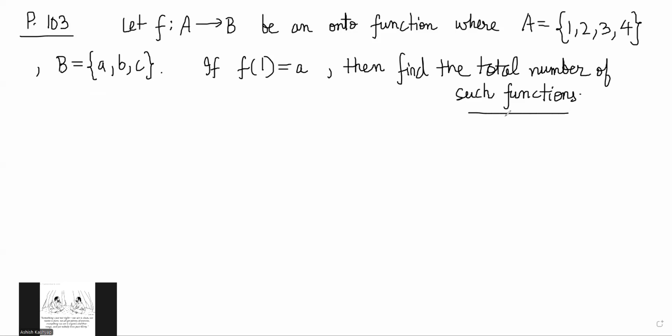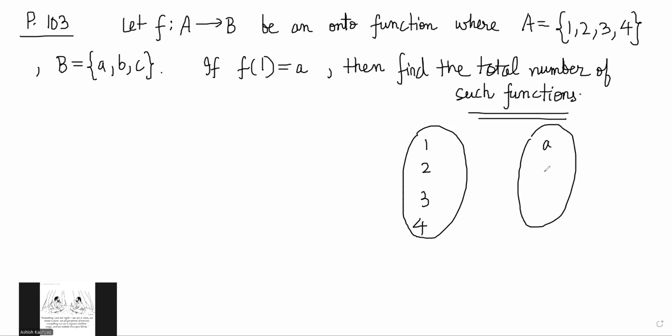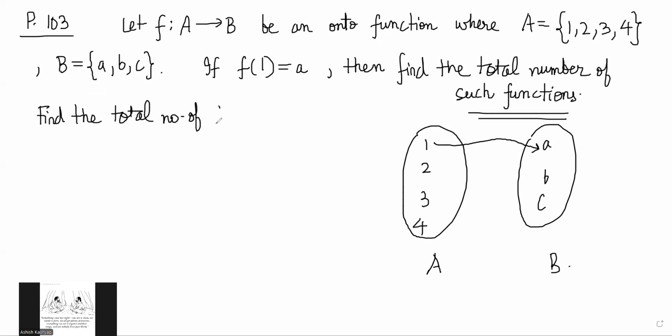Basically, the total number of onto functions which satisfy this condition, right? Okay, so let's think about it. You have an A set like this, 1, 2, 3, 4, and a B set like this, a, b, c. We already know f of 1 is equal to a. Now, first thing that we will do is find the total number of functions that are possible between the two sets. So here we are not thinking about into or onto, we are just counting the total number of possible functions.